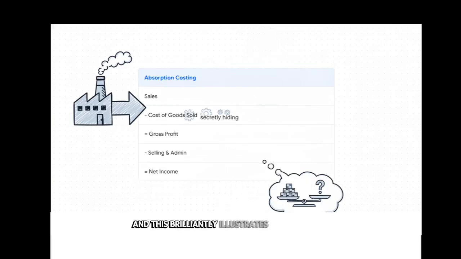And this brilliantly illustrates the contrast. Consider the traditional income statement, the one used for absorption costing. You take sales, subtract cost of goods sold to get your gross profit. Catch that terminology? Gross profit, not contribution margin. Then you just subtract selling and admin to get net income. So where on earth is the fixed manufacturing overhead here? It's secretly hiding inside that cost of goods sold line, catching a free ride with the physical inventory.